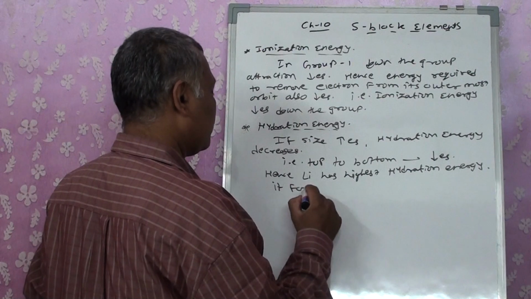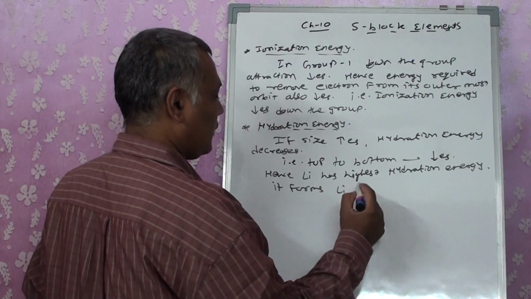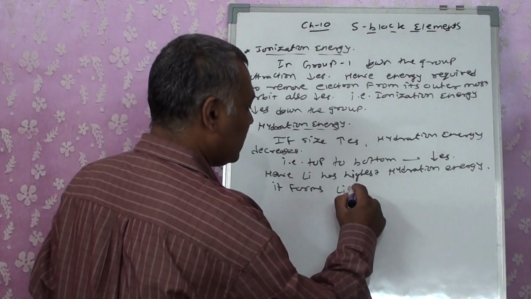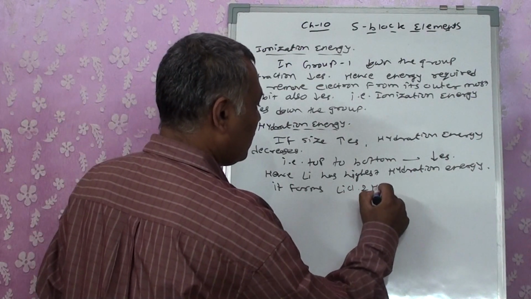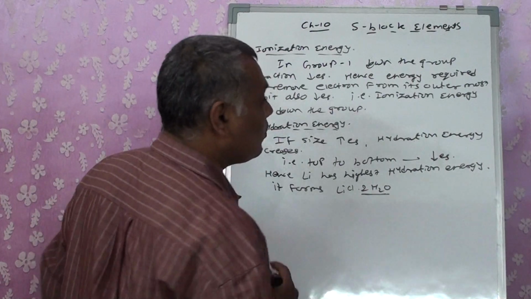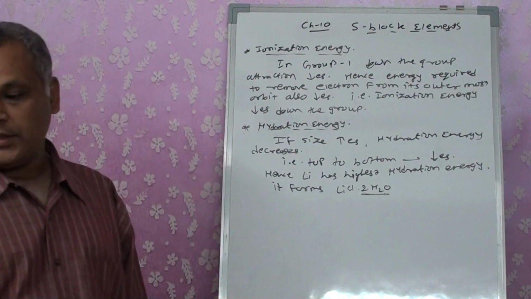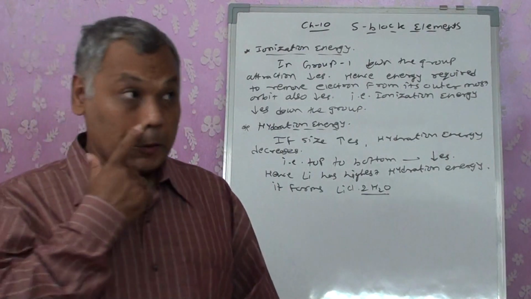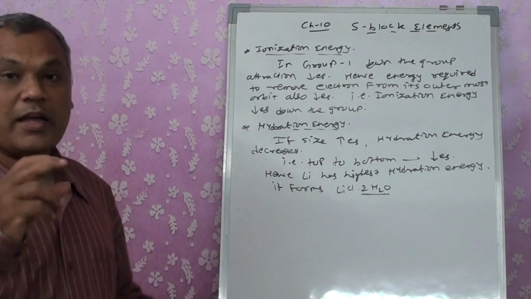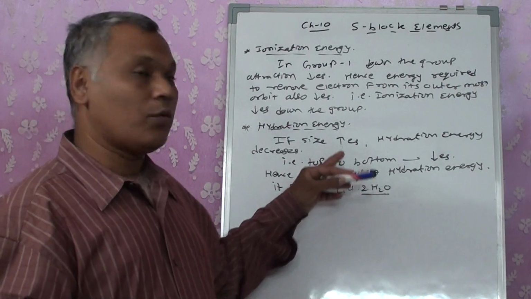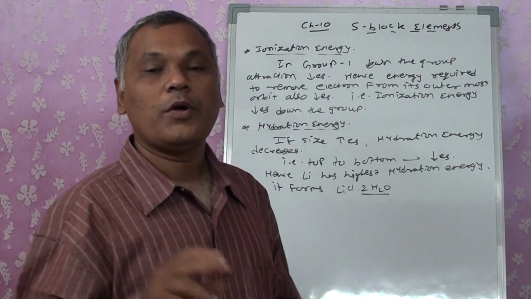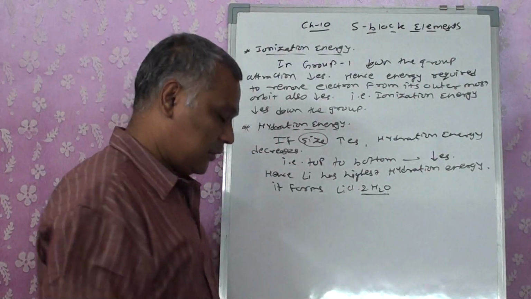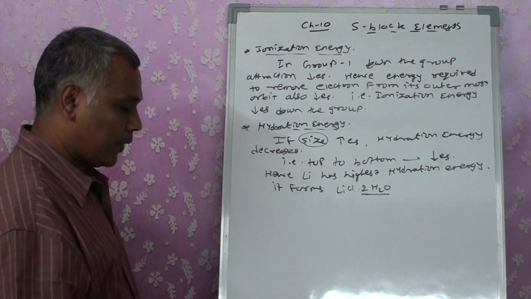It forms very easily. Li+ forms LiCl·2H2O. It can absorb water molecules very easily. So that shows that its size is the smallest of the group. It's the smallest of the group, so it has the highest hydration energy. So hydration energy depends upon the size of the particle.